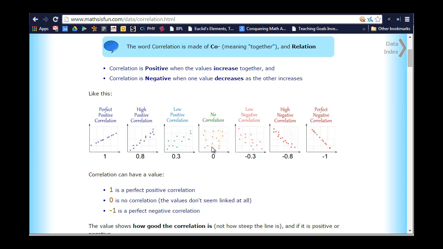So in the middle here, we have an R value of 0. This would be absolutely no correlation. The data is just scattered randomly. There's really no relationship between our X values and our Y values, or our two different data sets. As the R value gets really close to 1 or really close to -1, we have stronger correlation.